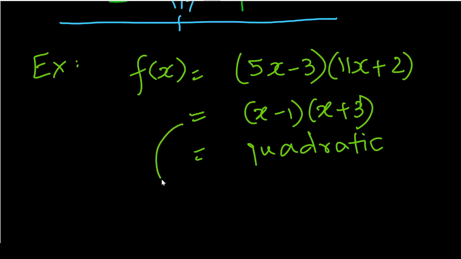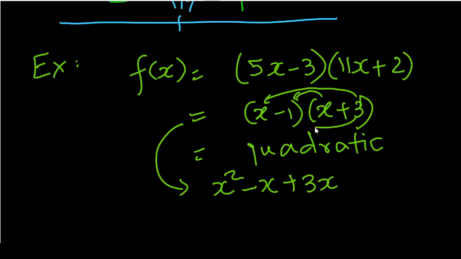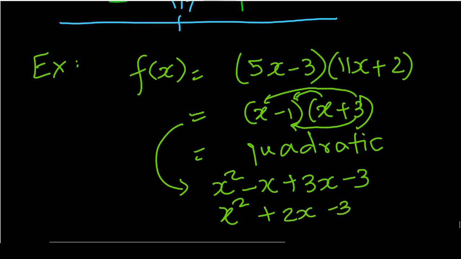Why do we get a quadratic? Because if you multiply this, x into x is x square, then x multiplied to minus 1 becomes minus x, then 3 multiplied to x becomes plus 3x, then 3 multiplied to minus 1 becomes minus 3. So this is a quadratic expression in short. Even if you multiply 5x minus 3 into 11x plus 2, again you will get a quadratic expression, guys. Now what we are interested in is again the sign of this.